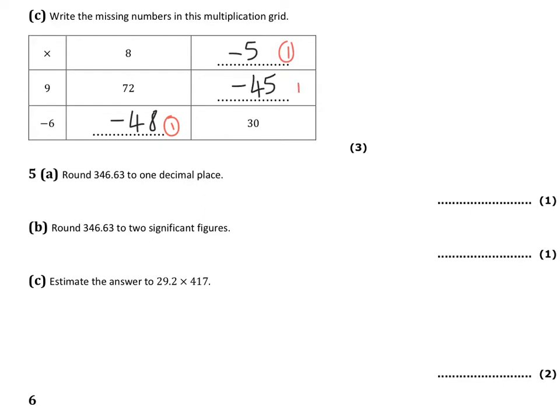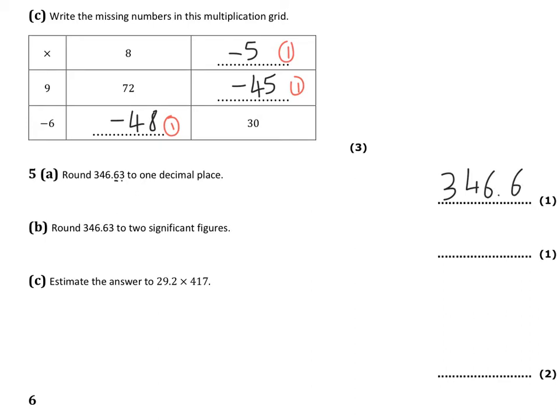1 mark there. 5a, round 346.63 to 1 decimal place. The first number after the decimal place is 6, so we check the digit after it, which is a 3. It tells us to round down, so the 6 stays as a 6.